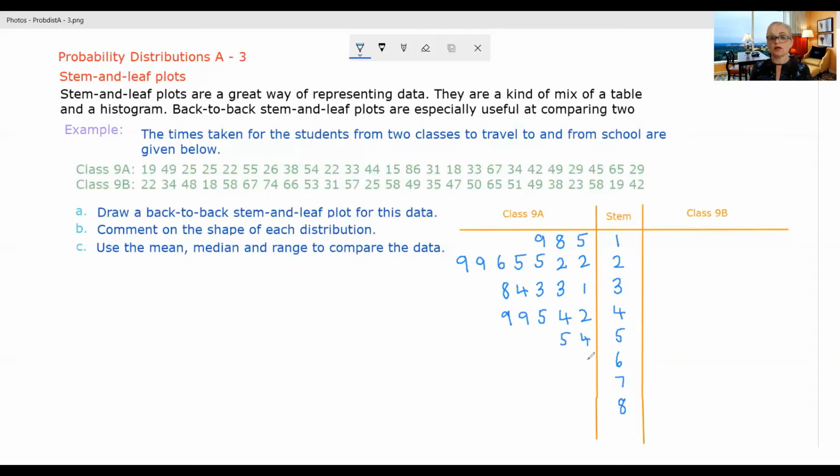And sixes, we've got a 5 and a 7. Sevens, we don't have anything, and eights, we have an 86. Now, by the way, with a stem and leaf plot, some books don't do it, but you really should do a little key to say what it means.